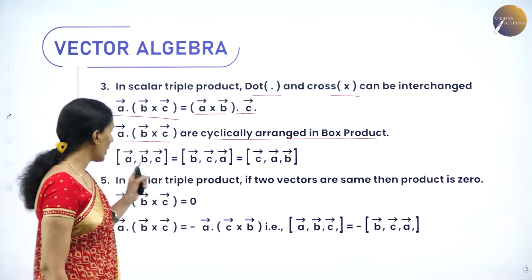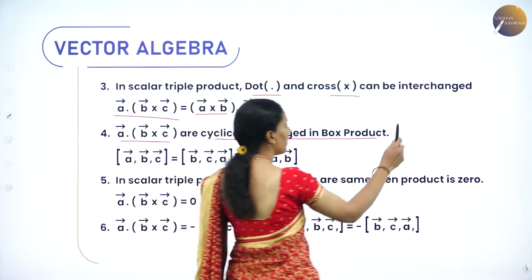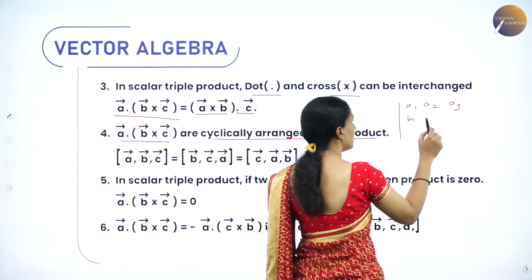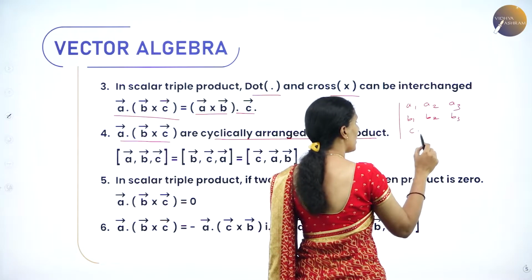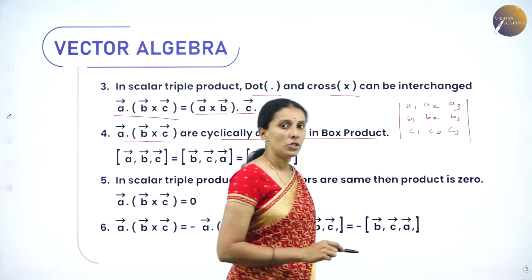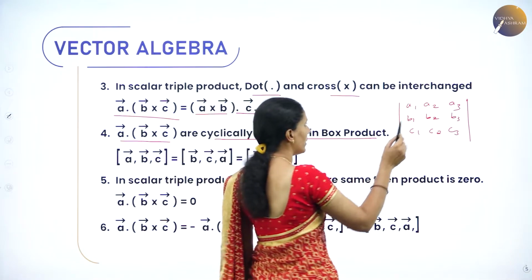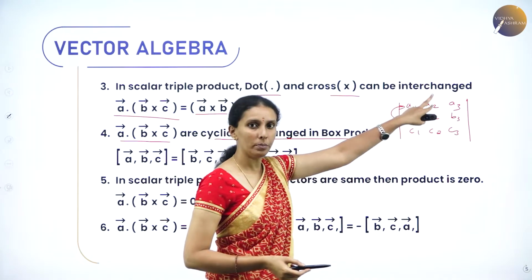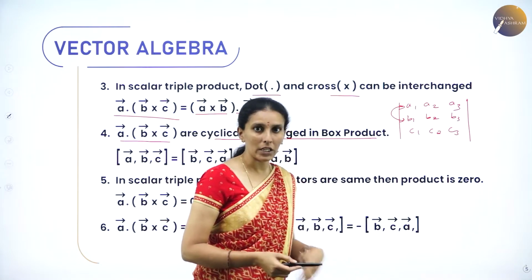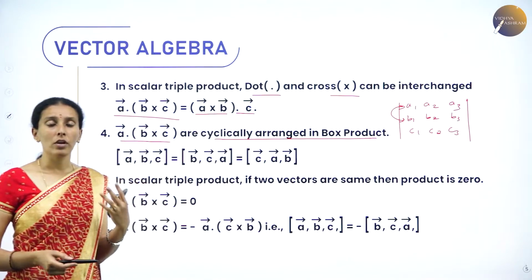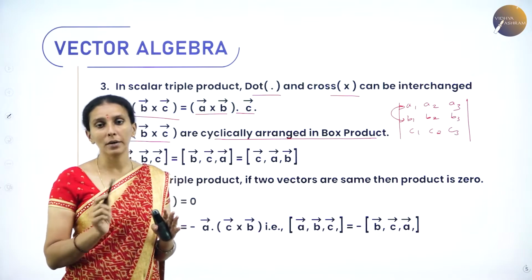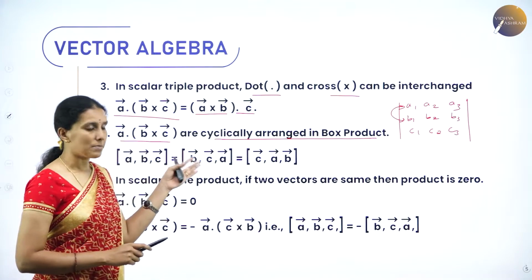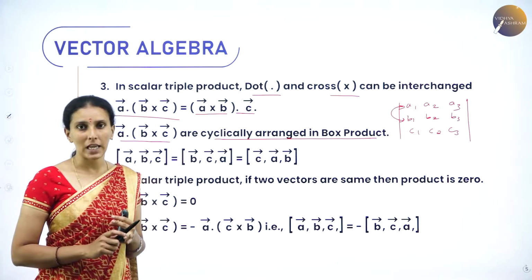Why? We know A, B, C means the determinant of A1, A2, A3, B1, B2, B3, C1, C2, C3. Suppose I interchange two rows, then it will be B1, B2, B3 in the first row and A1, A2, A3 in the second row. When rows or columns are cyclically interchanged, the determinant value is one and the same. Therefore, ABC is the same as BCA and it is the same as CAB.